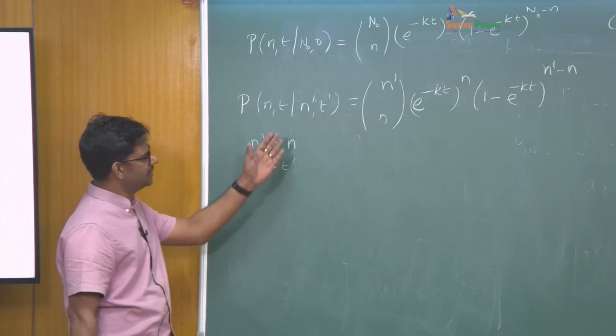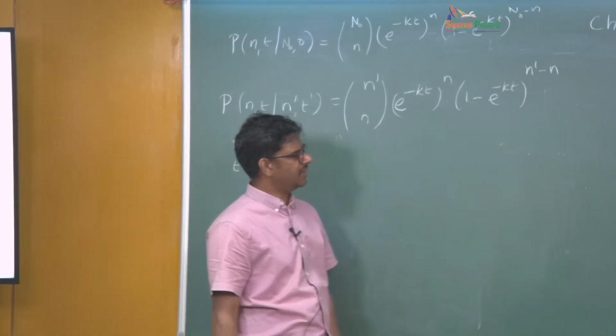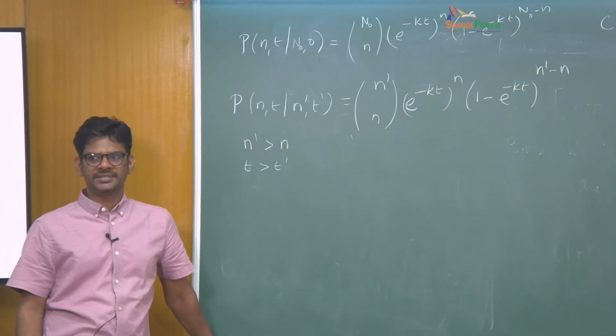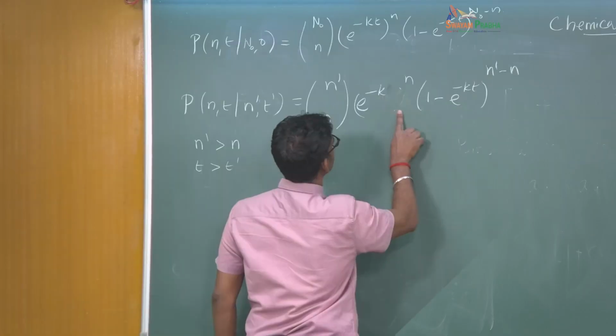So this gives actually the entire distribution that we are looking for, but generally from an experimental point of view, we are interested in some statistical quantities like mean, standard deviation and so on.